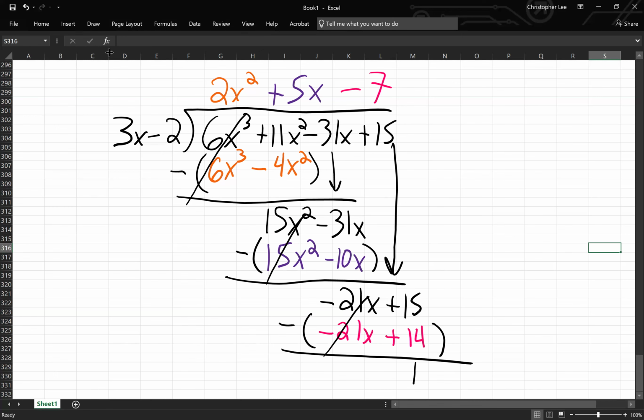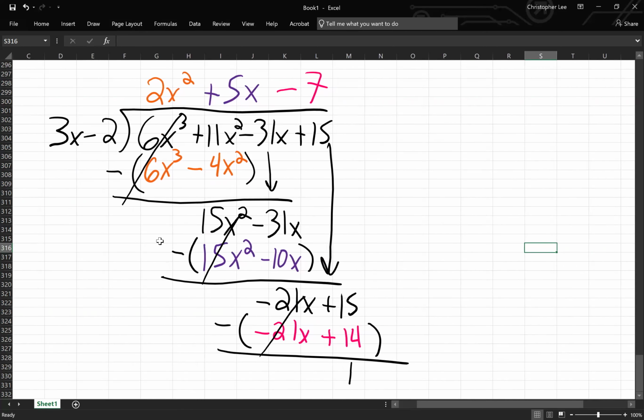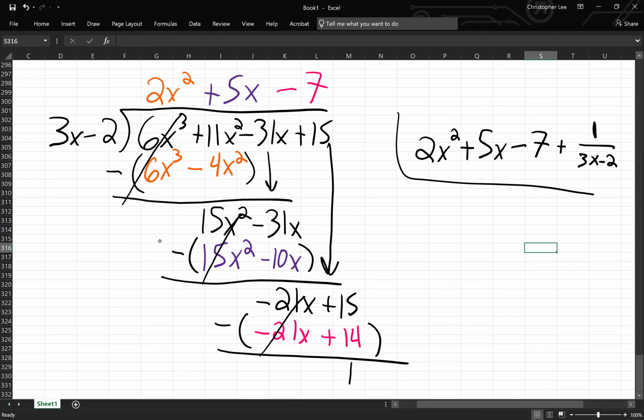Perfect, right? So what's my answer? Couple ways we could do this. I like the mixed number way. 2x squared plus 5x minus 7, plus the remainder on top, 1, over the divisor, 3x minus 2. All right, and that's it.